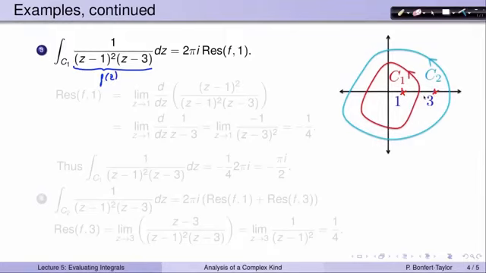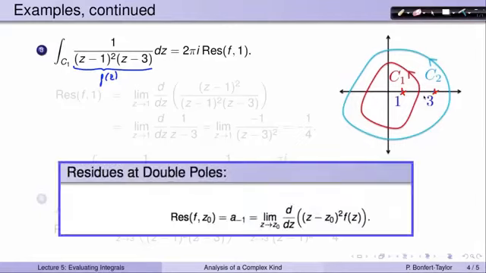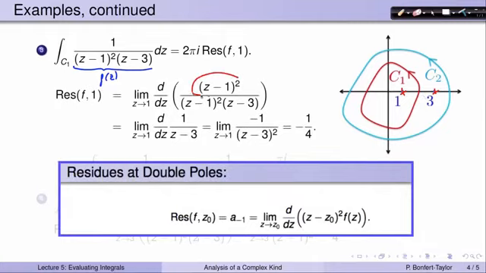We'll find both integrals. First, we'll start with the integral over the curve c1, which by the residue theorem is 2 pi i times the residue of f at 1. To find the residue of f at 1, I notice that at 1 the function has a double pole. To find the residue at the double pole, I multiply the function by (z minus 1) squared, then take the derivative, and then the limit as z approaches the pole. That's the formula we developed last class.